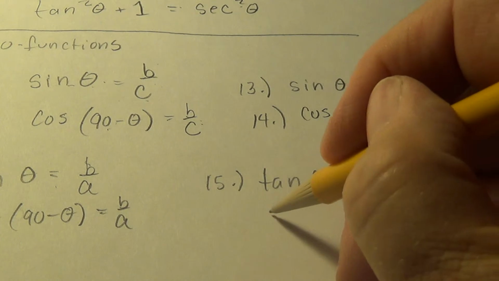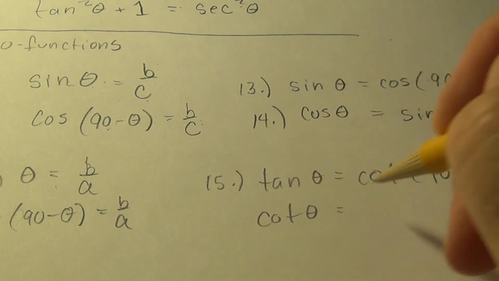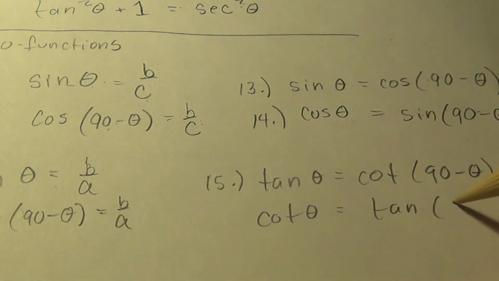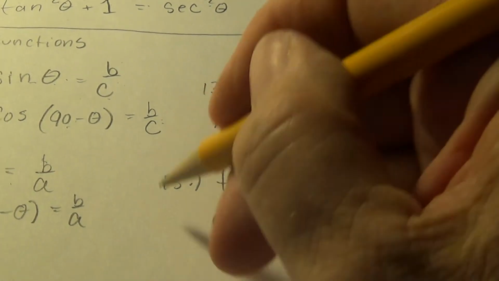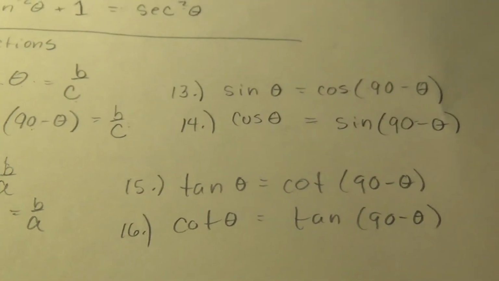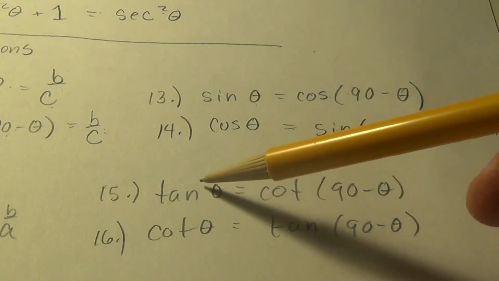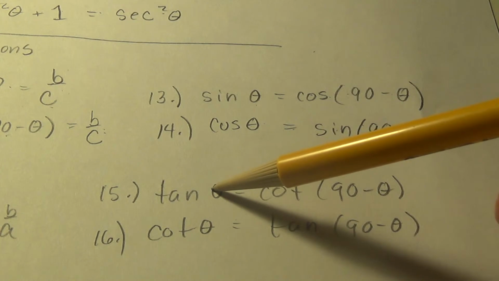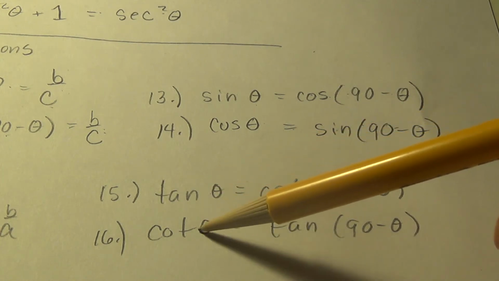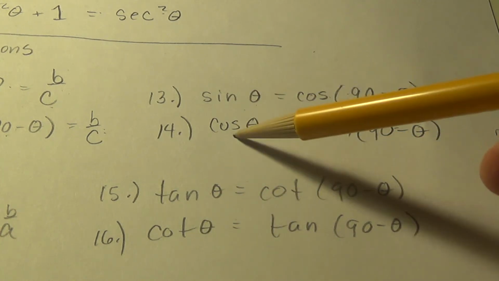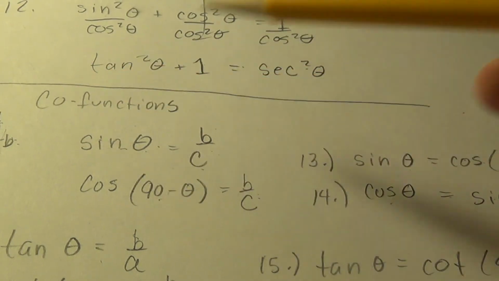And cotangent of theta equals tangent of the other angle. It works the same. And again, I'll just number that, but I won't show it to you. So once again, these are cooperating, and that's why we call it tangent and cotangent. Sine and cosine. These are called the co-functions.